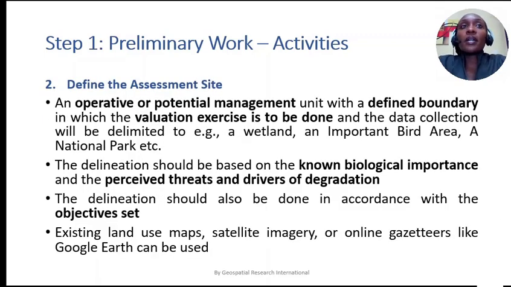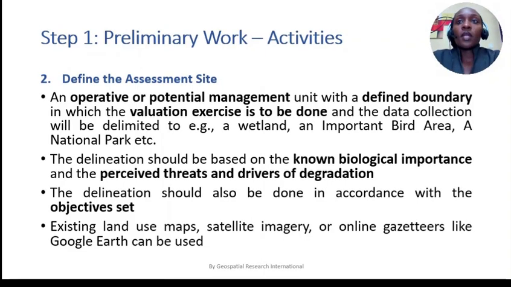So the next step in the preliminary work is the definition of the assessment site. So after the objectives of the evaluation process have been clearly set, the study site is then physically defined. This is a site in which the evaluation exercise is going to be done and in which the data collection, of course, will be delimited to. For example, this could be degraded hotspots, earmarked landscapes, like probably a national park, a certain wetland, an important bird area, and so on and so forth.